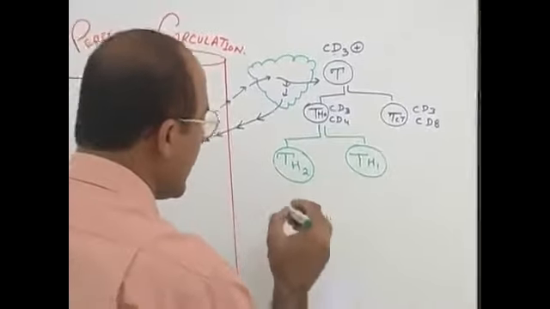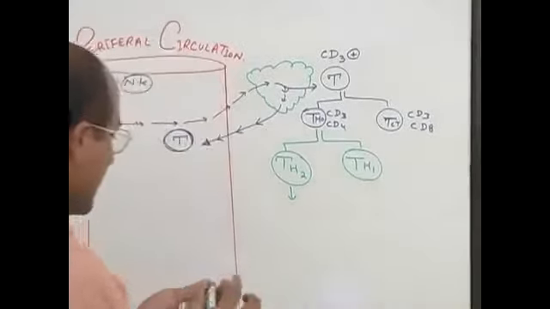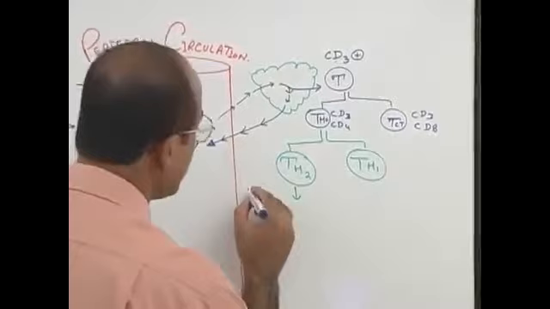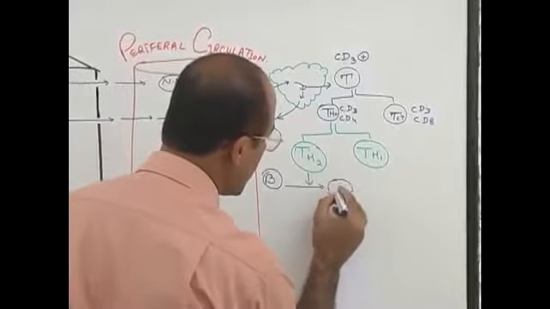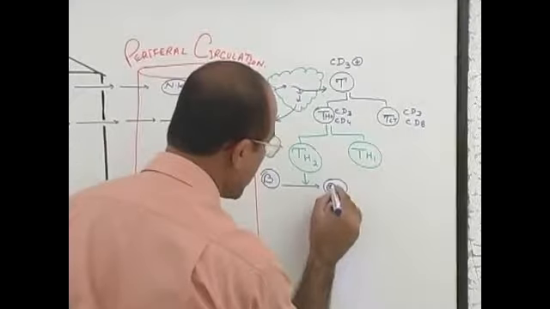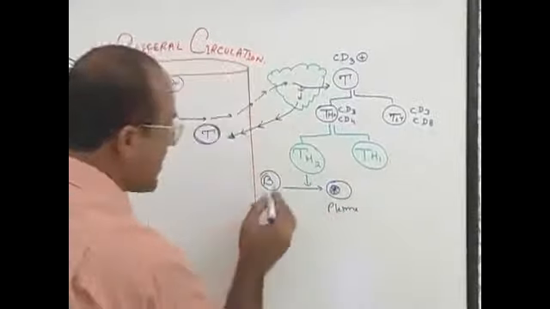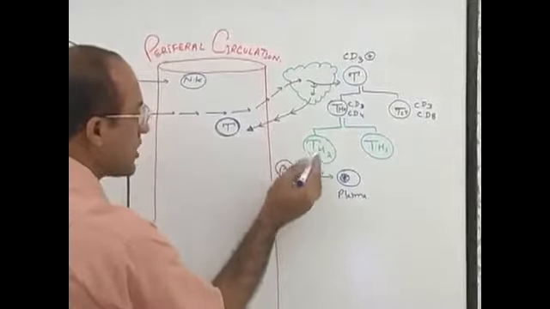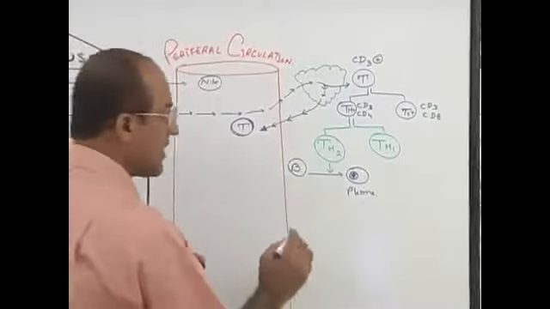The major function of T helper 2 is that T helper 2 can stimulate the B cells and convert the B cell into, yes, what is it? Plasma cells. So a B cell can be acted upon by the cytokines produced by T helper 2 and convert into a plasma cell.